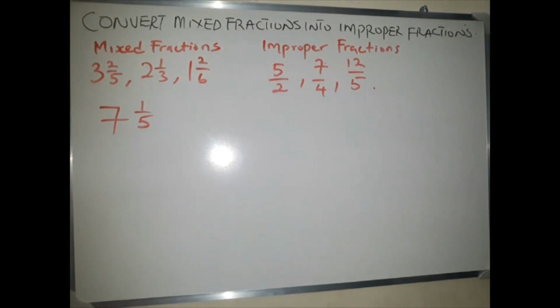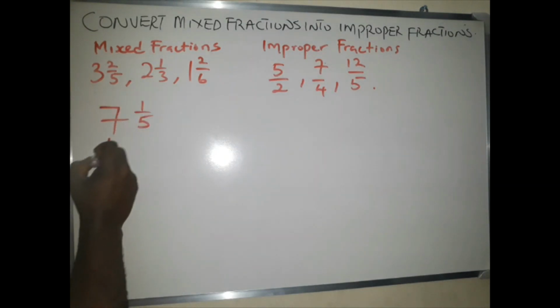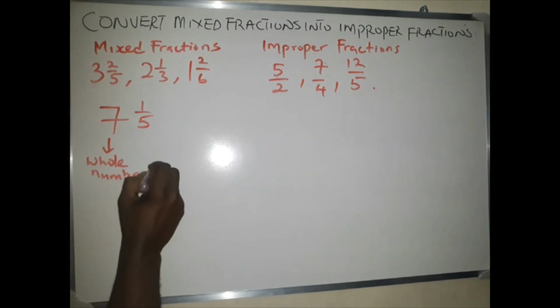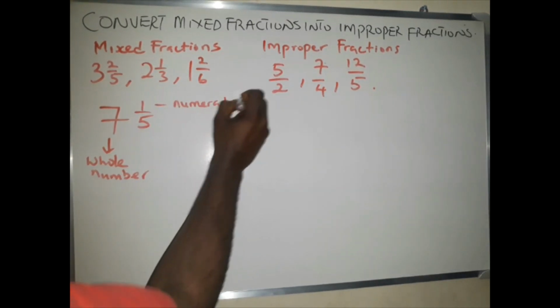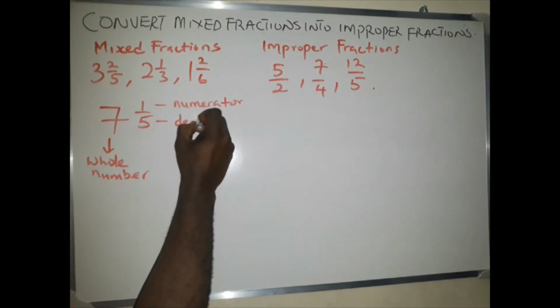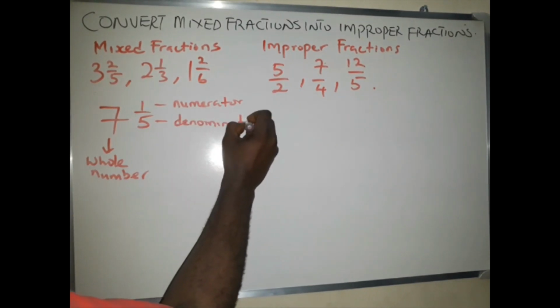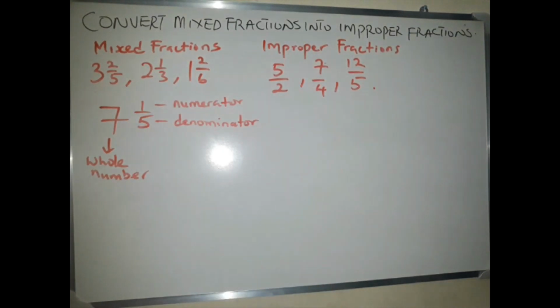To help us know which number to use, we're going to label them. Now, 7 is the whole number, 1 here is the numerator, and 5 is the denominator. So when we're using the terms numerator, denominator, and whole number, you know which of the numbers we're referring to. So now let's look at the steps involved in the conversion of mixed fractions into improper fractions.